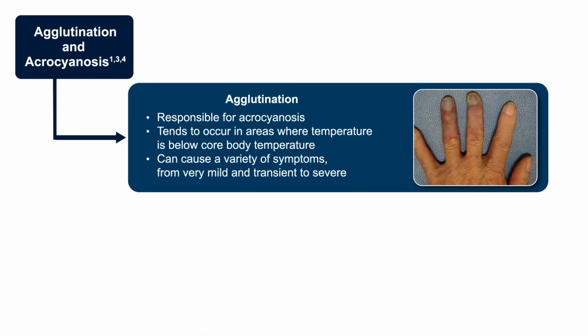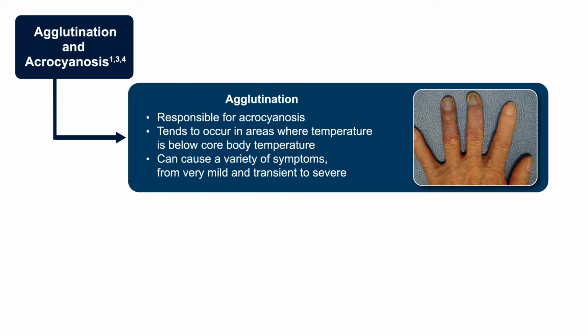When we think about what's happening with these patients, we have to think about really two aspects of cold agglutinin disease. We're thinking about the actual agglutination of the red blood cells, which is responsible for the circulatory symptoms we term acrocyanosis. As we saw in the animation, agglutination tends to occur in areas where temperature is below core body. So this is going to be the fingers, the toes, the tip of the nose, the ears.